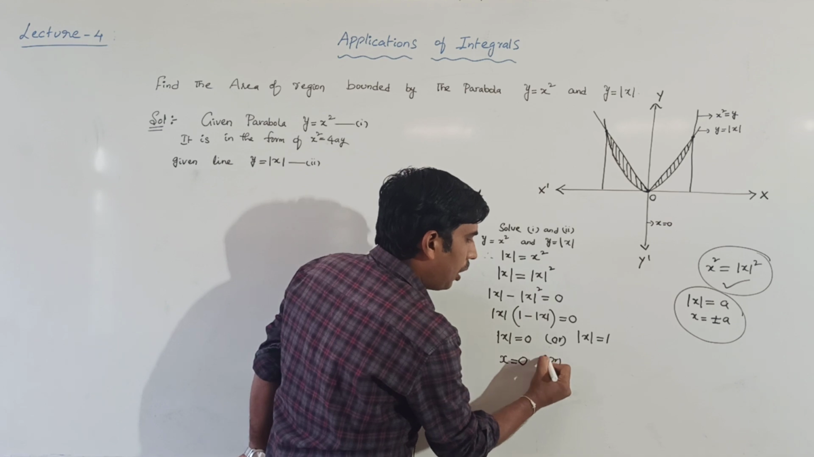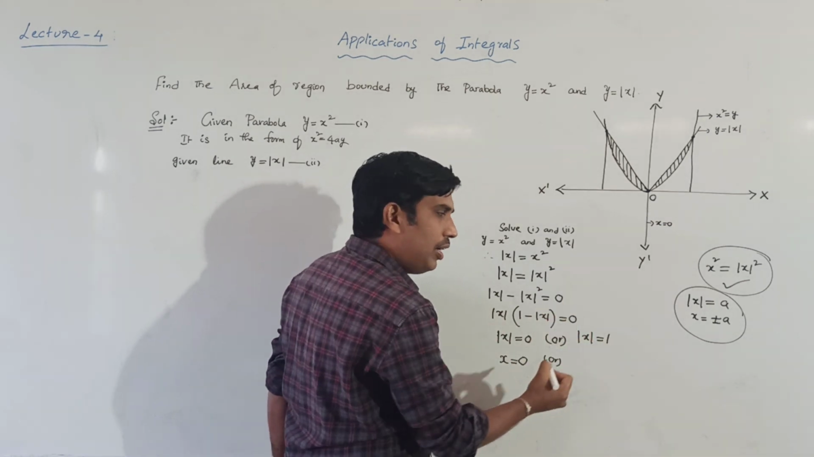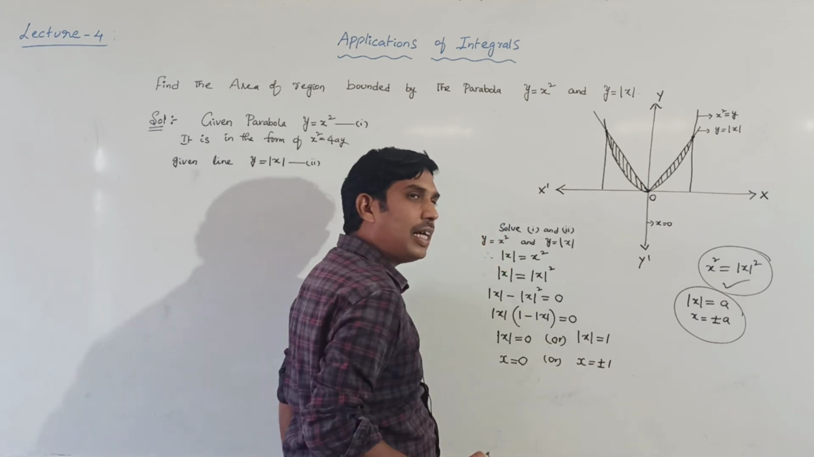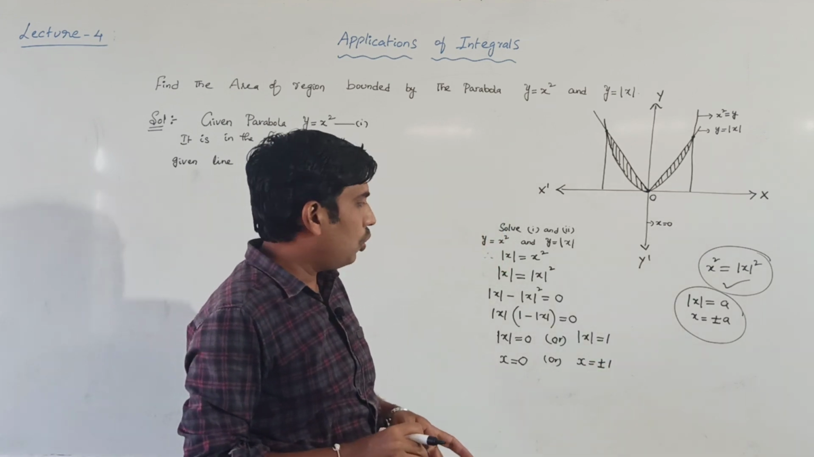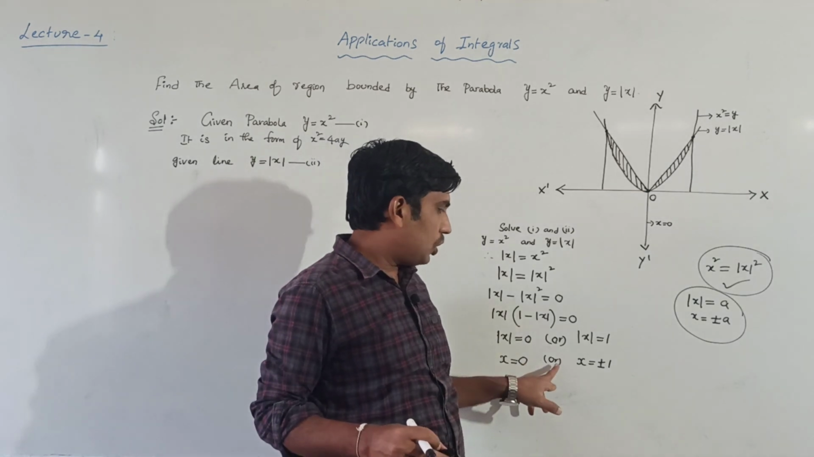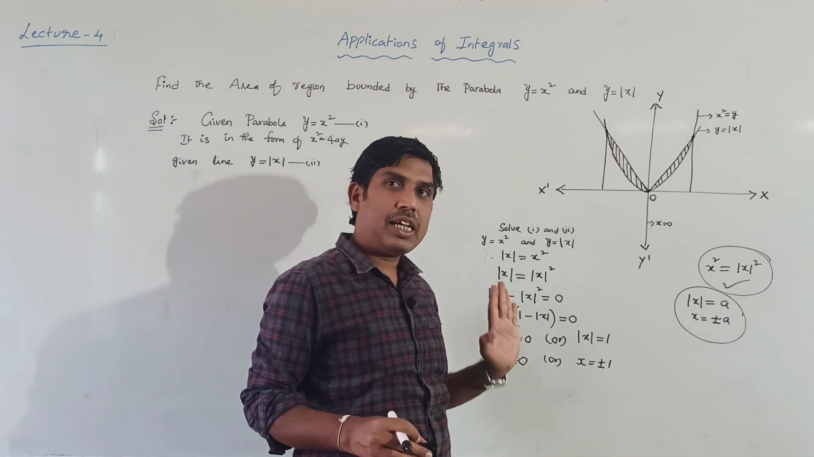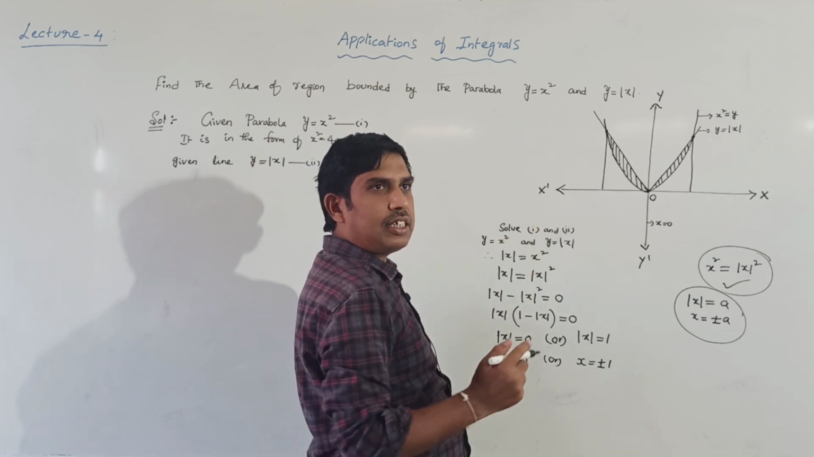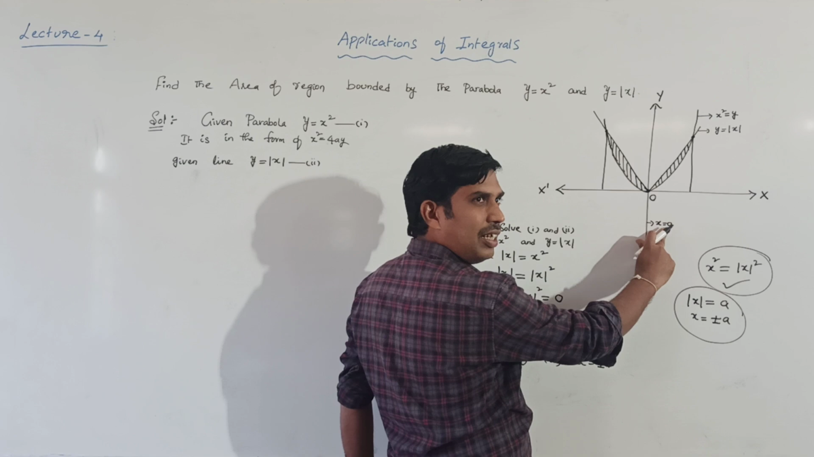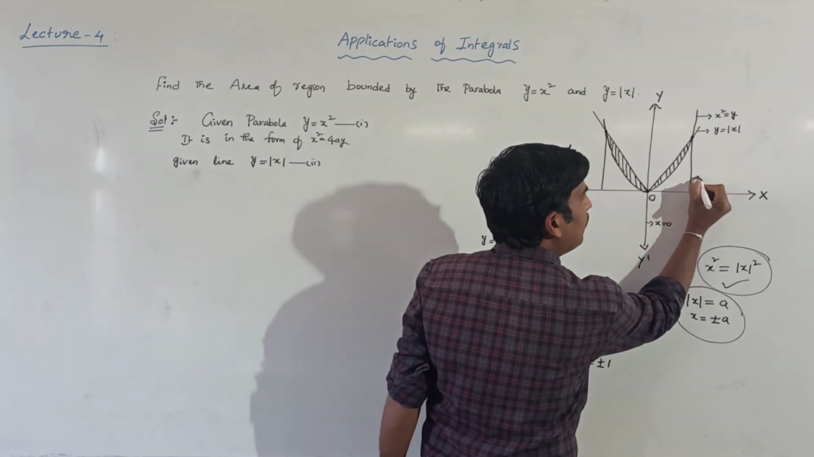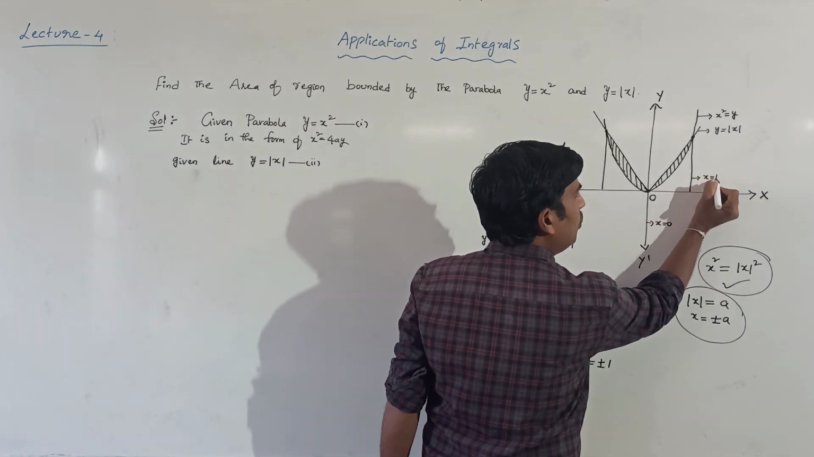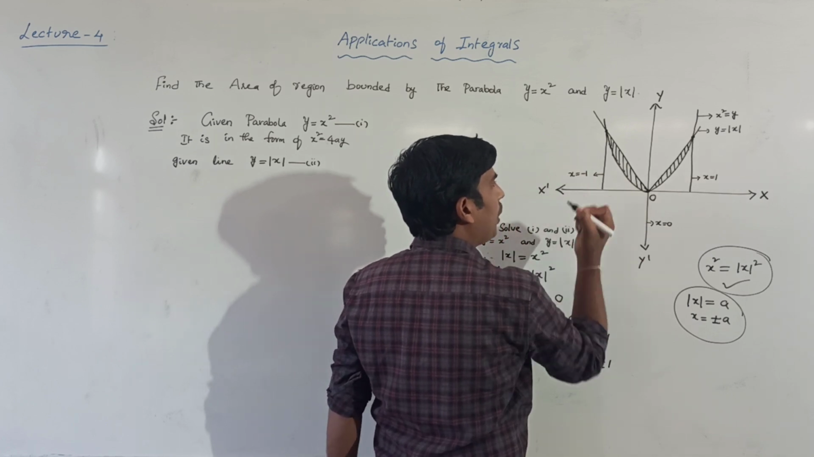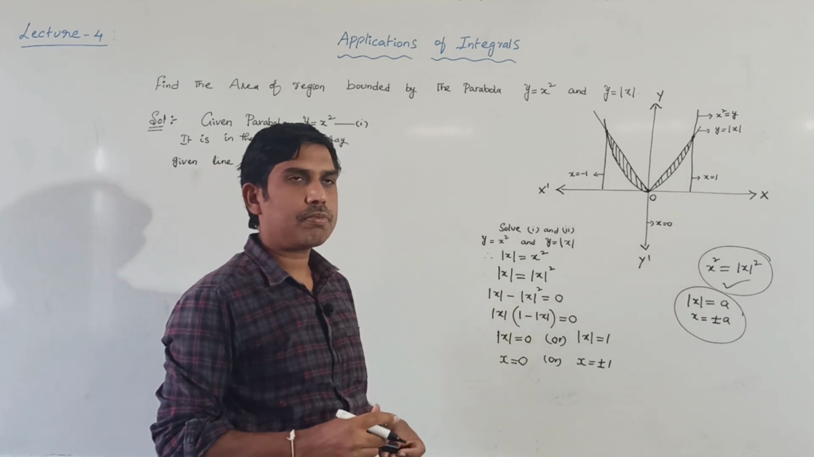Next, mod x is equals to 1. If modulus removed here, what will get? Nothing but plus or minus 1. So x is equals to 0 or x is equals to plus or minus 1. Therefore where the two curves intersect, nothing but one at x is equals to 0. What is this one? X is equals to 1. What is this one? X is equals to minus 1.